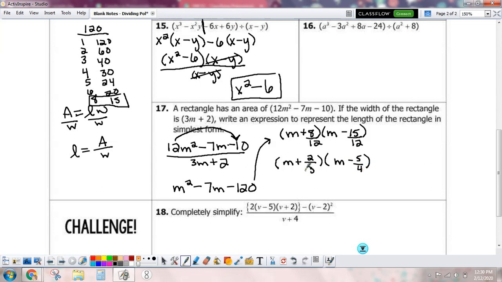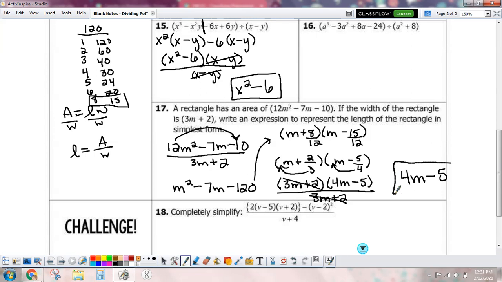Okay, so now I can slide these back over. So now I have 3m plus 2, and then 4m minus 5. And all of this, we'll bring back the original, is over 3m plus 2. Okay, cancel out our common factors. And my final answer is 4m minus 5.